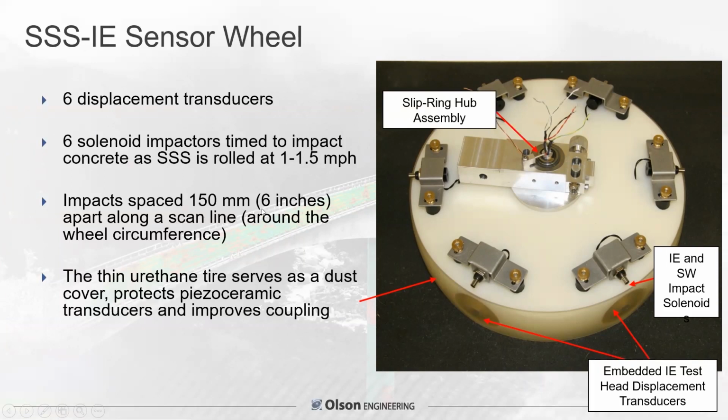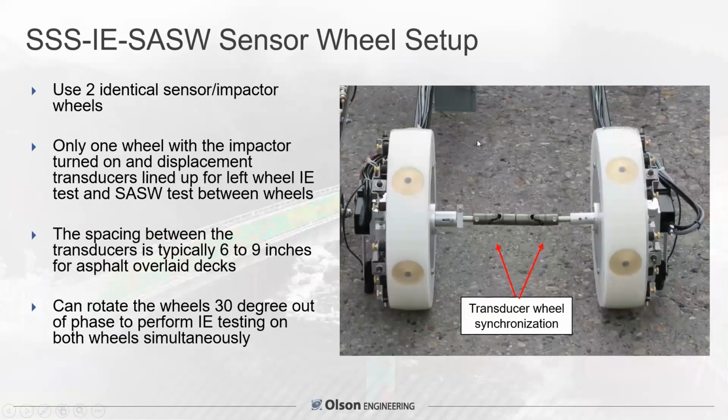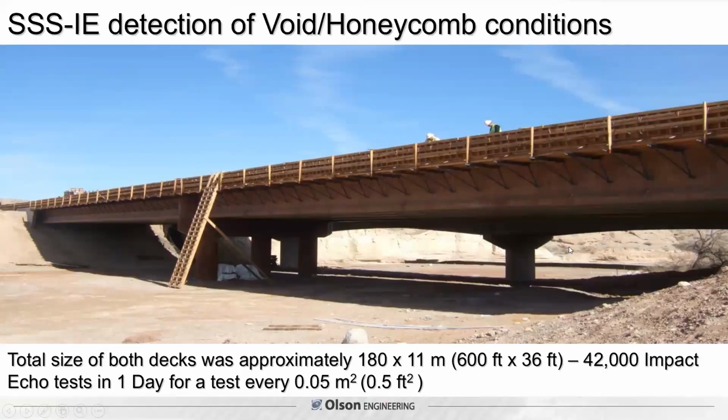You can space them from 6 inches apart on the wheels to 9 to 12 to 24 is typical, and 1 foot is a common spacing for mapping delaminations on decks. You can line them up for doing surface wave testing. Then you get an impact echo test on the left and surface waves between the wheels. That's used for asphalt overlay decks.